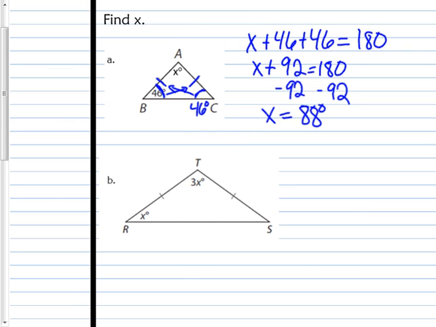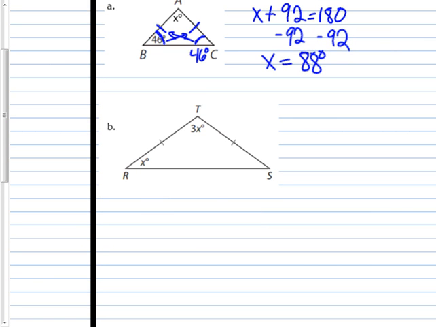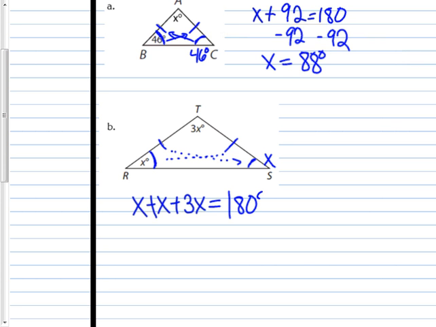Okay, let's try letter B together. And then you're going to do example 4 on your own. I know that this side is equal to that side, so the angle across this angle is equal to the angle across here, this angle. So that means since that side was x, this angle has to be x as well. So x plus x plus 3x all have to add up to what? They all have to add up to 180. At least we know the measures of a triangle's angles are always going to add up to 180.